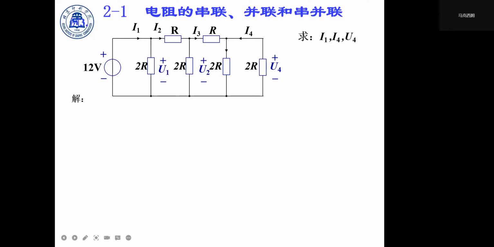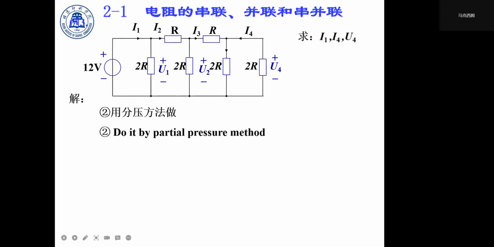And we also have another trick to do it. We could do it by using the partial pressure method. Still, you can see that it's the same stuff. We know that by using the transformation of parallel to series resistors, we can see that U4 equals half of U2, right? Because those two are in parallel form.